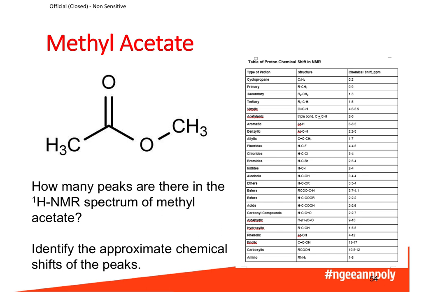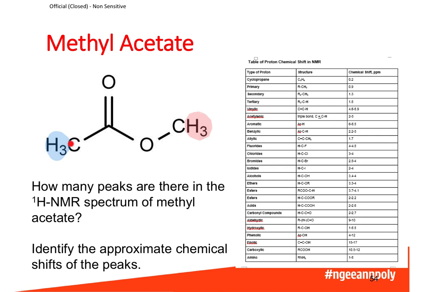Looking at the chemical structure, we can see that there are actually two different sets of hydrogen atoms in two different chemical environments. This is an ester. 3 of the hydrogen atoms are bonded to a carbon, which is next to a carbonyl group. The other 3 hydrogens are bonded to a carbon that is next to an oxygen atom.